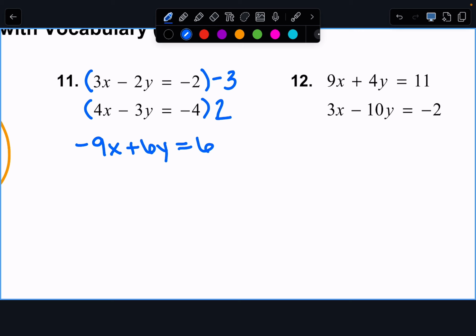Do you understand where I got all of those numbers? Camden? You good? Okay. In our second equation, we're multiplying all of these numbers by 2. So for x times 2, -3y times 2, and -4 times 2. The whole purpose is so that one variable is opposite. Beautiful.